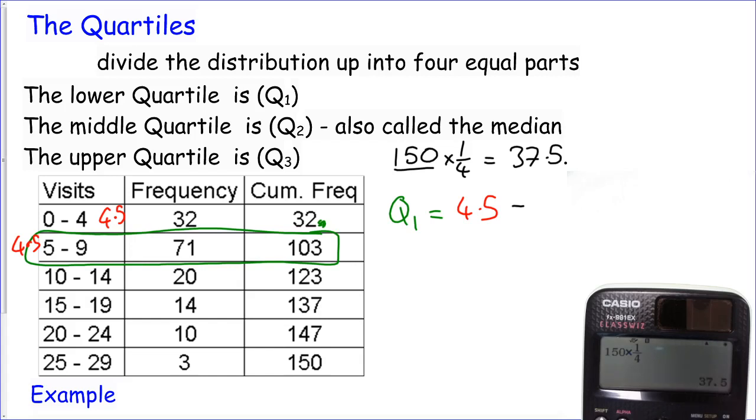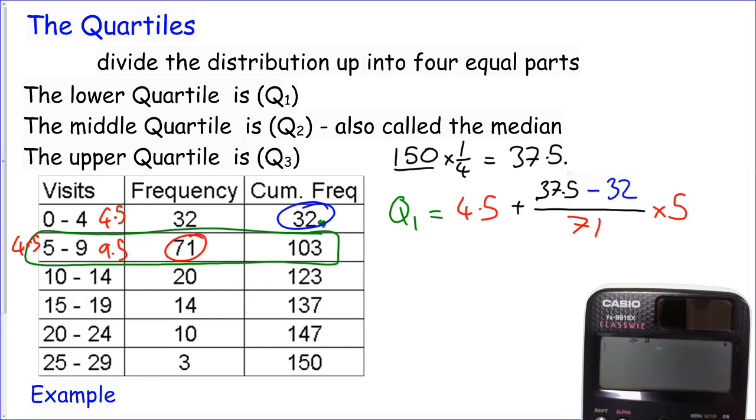And then we're going to do plus a fraction. Instead of using a half n for this bit, we're going to use a quarter n, which is our 37.5, so this is a quarter of the number of things. We're then going to do exactly the same thing as before. We take away 32, and then divide by our 71, which is our class width, which is this one. We're then going to multiply by the class width, which goes all the way to 9.5, so our class width is 5. And then we put this in our calculator, exactly the same way, using the box method if you prefer.